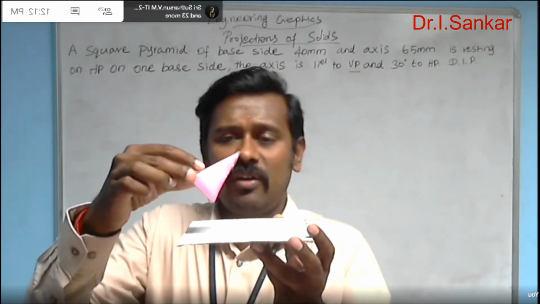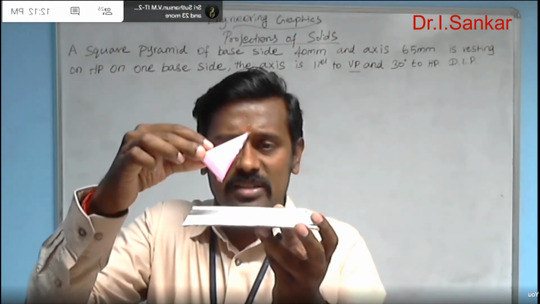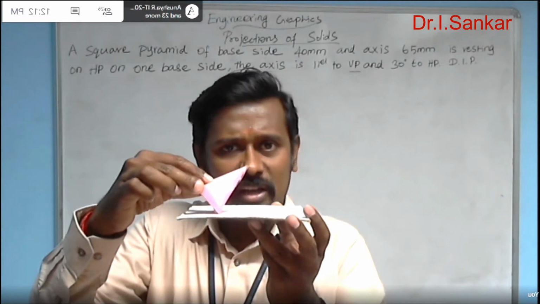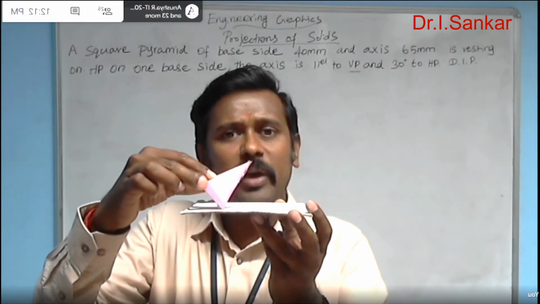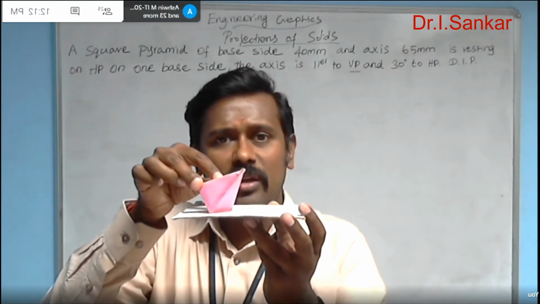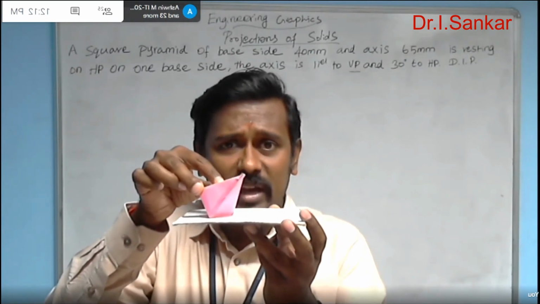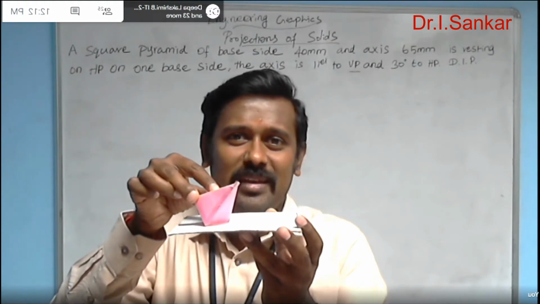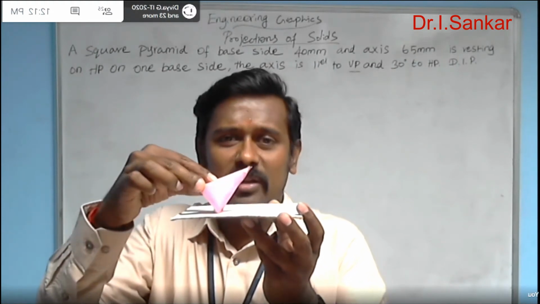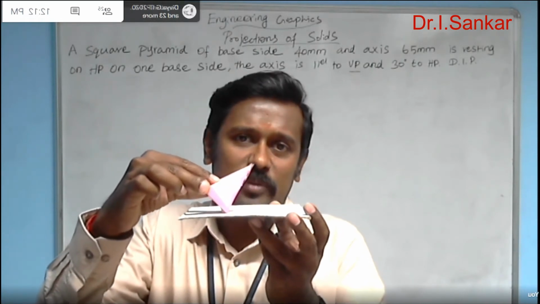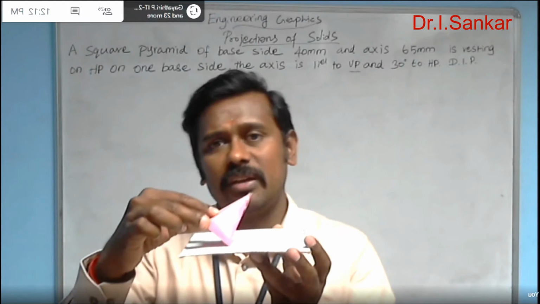See here, when I make the solid rest on HP by one of its base side, and the axis inclined at 30 degree to HP, instead of parallel to VP, I can make it inclined to VP also. If it is in that way, the answer will become more complex, but I am limiting my position in that way. The axis is parallel to VP and inclined to HP. So this is the final condition of the solid.